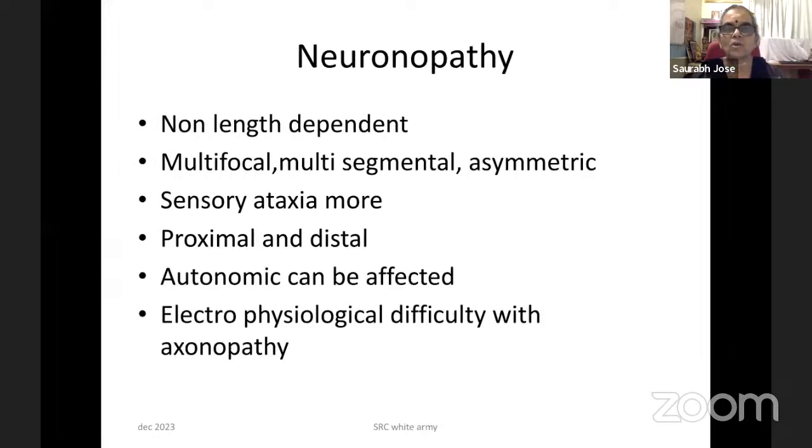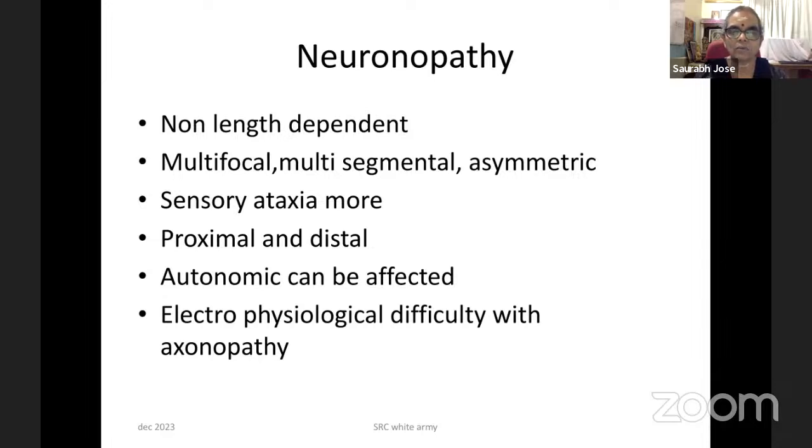Then what is a neuronopathy? I said the pattern you have to recognize: neuropathy, neuronopathy. So when do you think it is a cell body problem? Non-length dependent. Length dependent means the longest nerves get affected. So you call it a neuronopathy when it is non-length dependent. So it starts in the face or starts in the upper limb. Then that is one feature of neuronopathy. Second, it is multifocal, multi-segmental, and asymmetric. So neuronopathies are non-length dependent, multifocal, multi-segmental, and asymmetric.